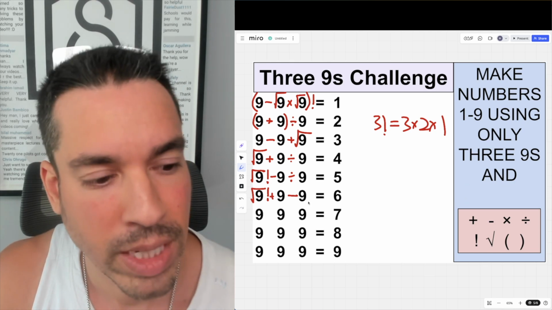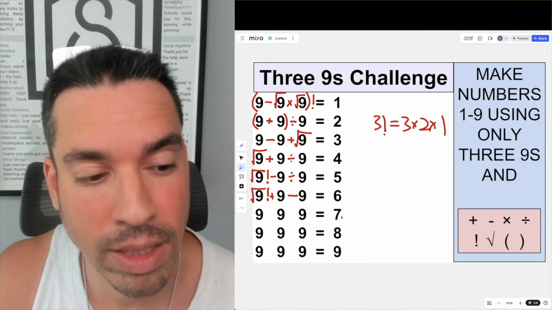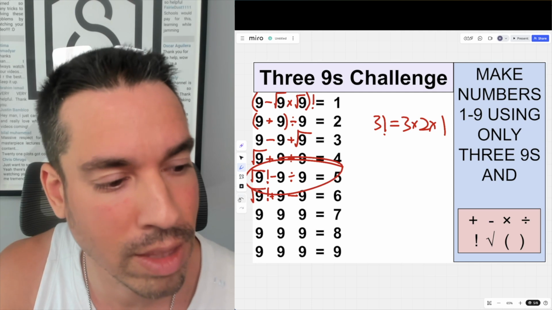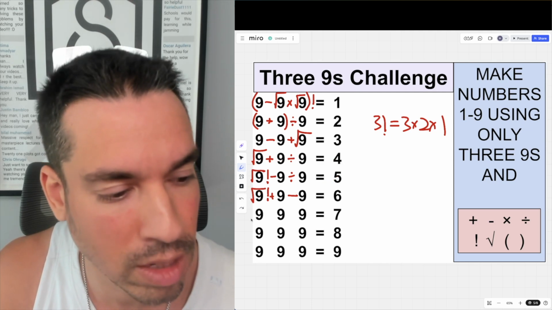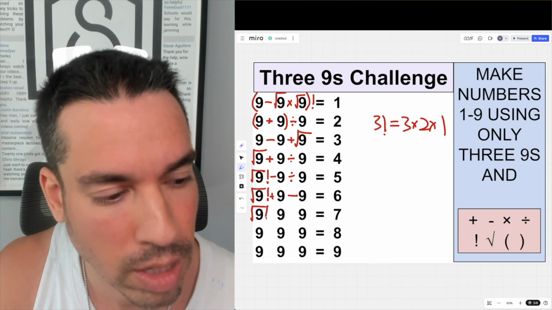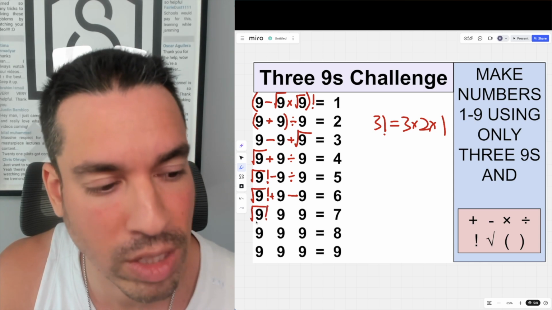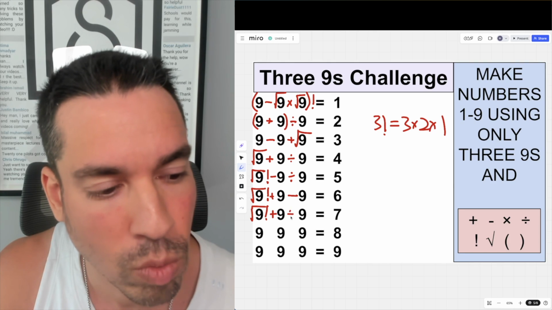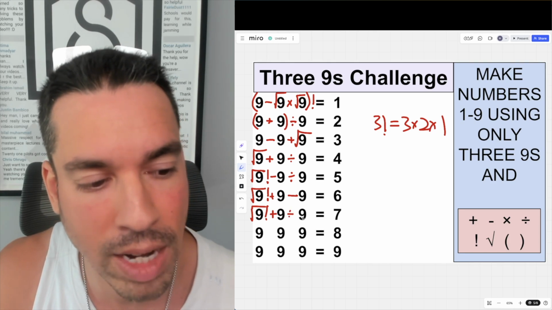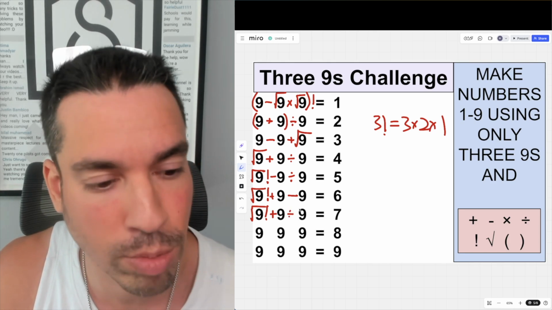Boom, done. Now we get to 7, and an interesting thing that I can do here is the same thing that I did with 5, but instead of minusing 1, we're going to add 1. So again, take the square root, take the factorial of that square root, so that's 3 factorial, which is 6, and then we're going to add 1 to get 7. 9 divided by 9 is 1, which happens before the addition. 6 plus 1 is 7.